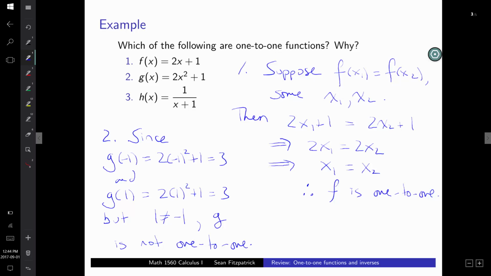And of course you could see that graphically if you were to try the horizontal line test. The graph is a parabola, and the horizontal line is going to hit the parabola in two places, not just one. And so you know that it can't be one-to-one. I'll leave the third one here as an exercise for you to try. I'll tell you in advance that it is a one-to-one function, and your argument is going to be pretty similar to the one I did for the first example here.